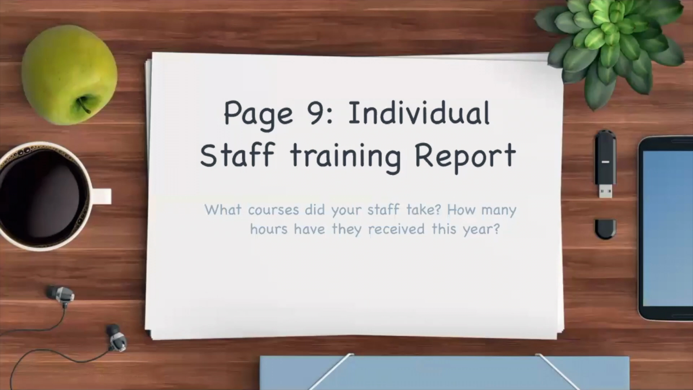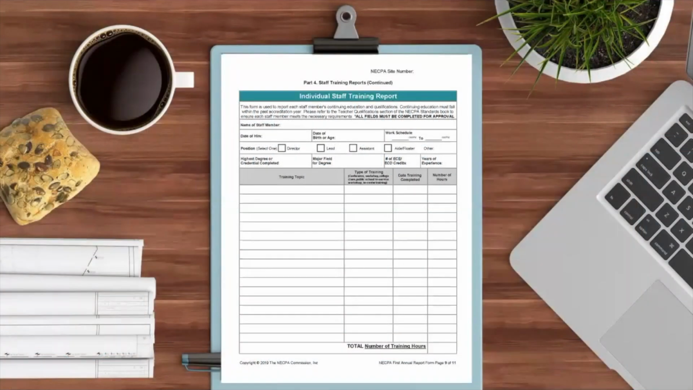Page 9, Individual Staff Training Report. What courses did your staff take? How many hours have they received this year? Once your all-staff training report is completed, you will need to fill out page 9 for every employee listed on page 8.